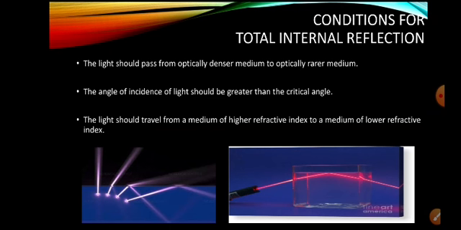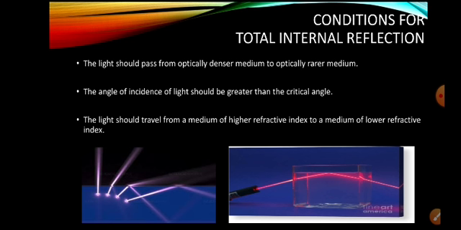So, if the light is passing from the rarer to denser, no total internal reflection takes place. And if it is traveling from the lower refractive index to higher refractive index, it does not take place. And if the angle of incidence is not greater than the critical angle, then also total internal reflection does not take place. These are the conditions for the total internal reflection.